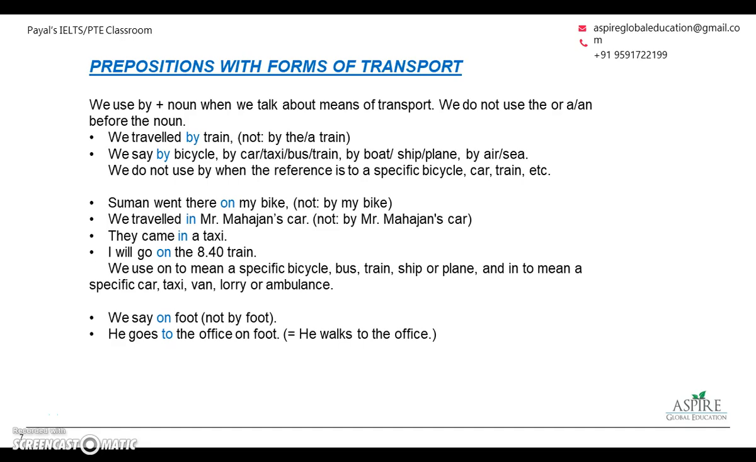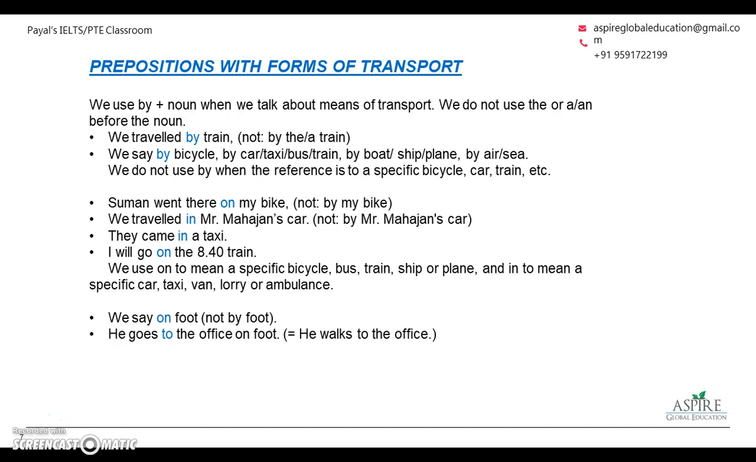When we are talking generally about any train or any car, we use the preposition by. We travel by train. We left early by car. But if I'm talking about a specific bicycle, bus, or train, I will use on and in.